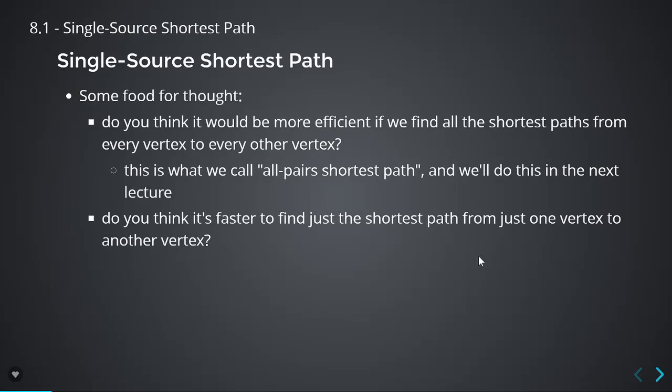Another question you can think about is, well, you know Dijkstra will just find you the shortest path from one vertex to every other vertex. If you just want to find the shortest path from one vertex to just one other vertex, let's say A and B. What's the shortest path between A and B? I don't care about A to C, A to D, A to E. I just want to know the shortest path from A to B. Do you think you can do it faster than Dijkstra?